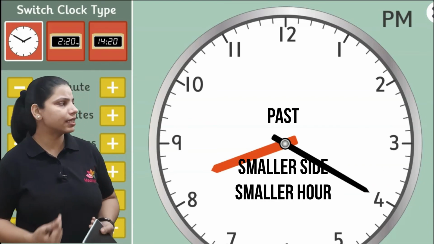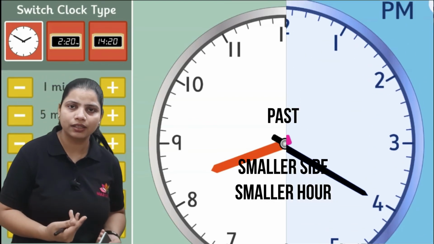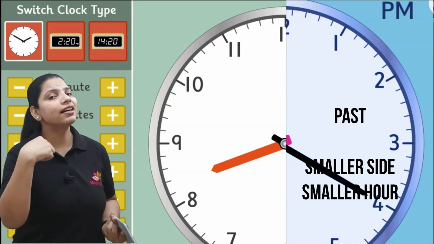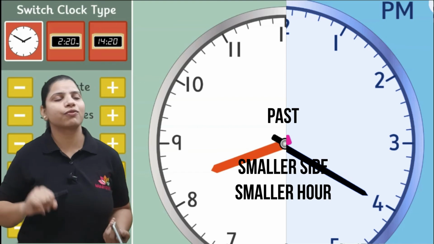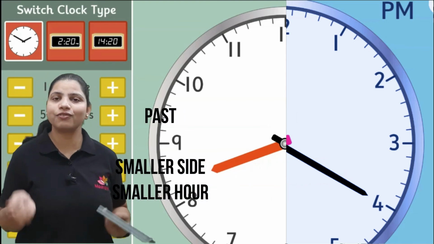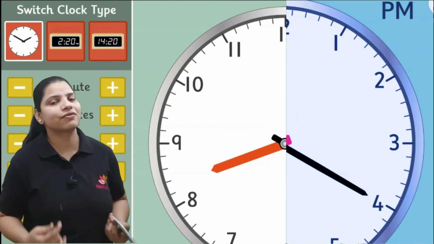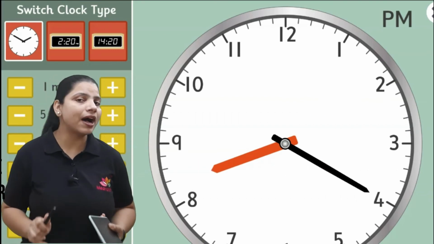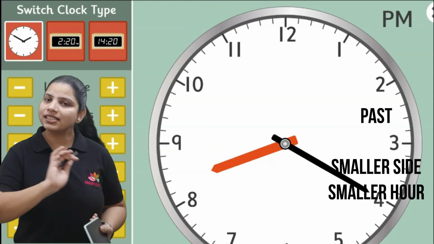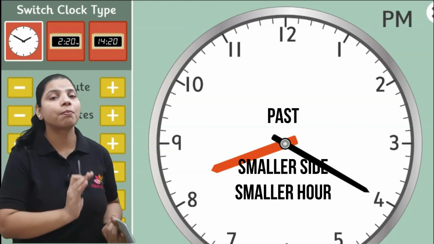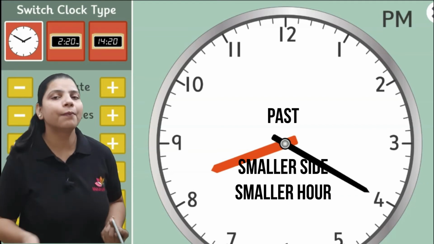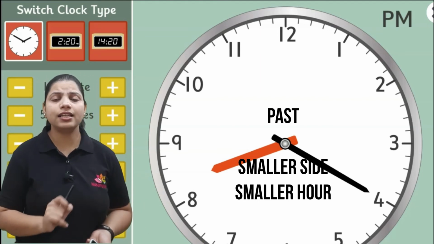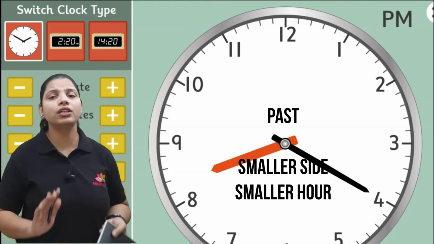Which one is the smaller side? This one or this one? This one, right. Past, smaller side, smaller hour. Past is for the smaller side, past is for the smaller hour. Past, smaller side, smaller hour. Very good. So this is just everything about past.